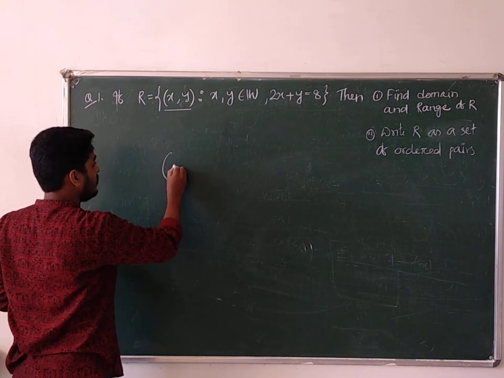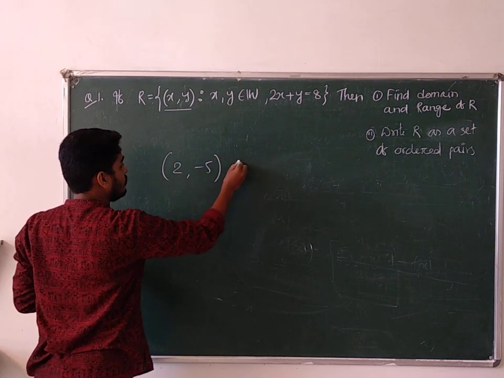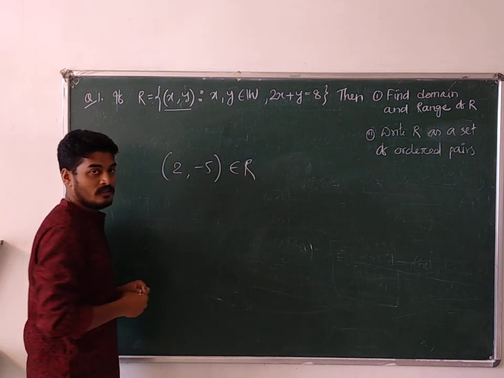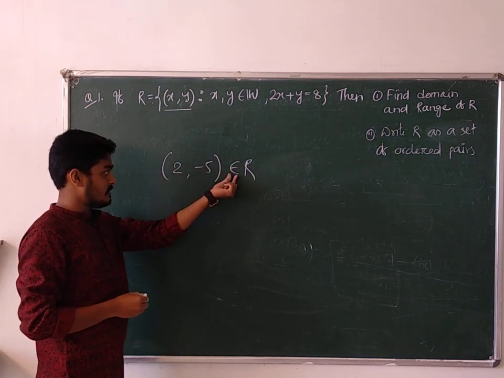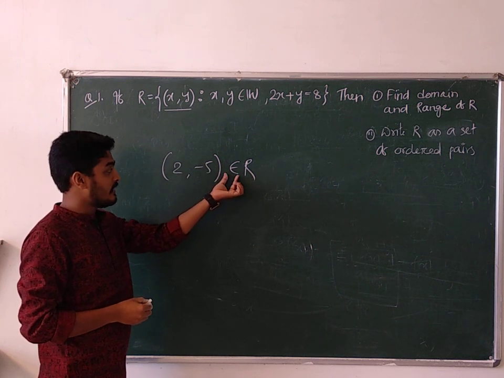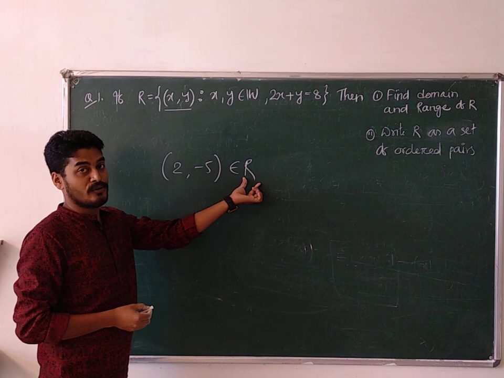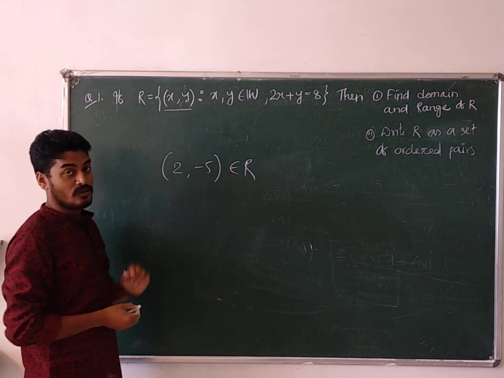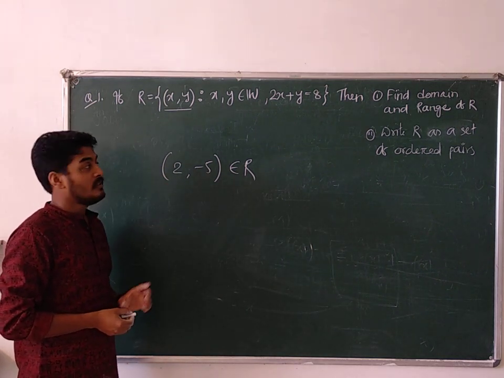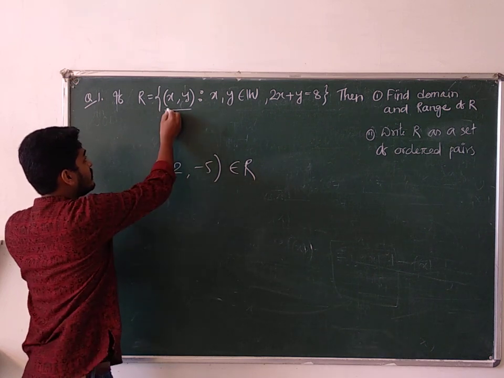If I say that (2, -5) belongs to R or not, this symbol always represents elements. So this one is an element of R or not? Is this an element of this relation or not? What do we say?